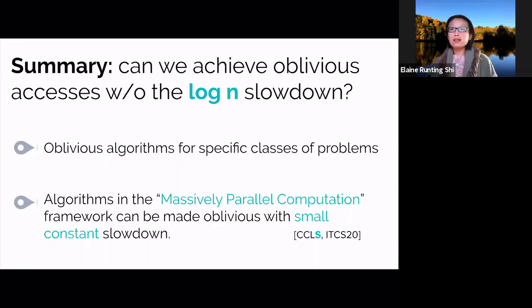To summarize, in this talk, you learned that, although ORAM has a log n lower bound, oftentimes for concrete problems, you don't have to suffer from the log n slowdown. Oblivious heap is a great example for demonstrating this.